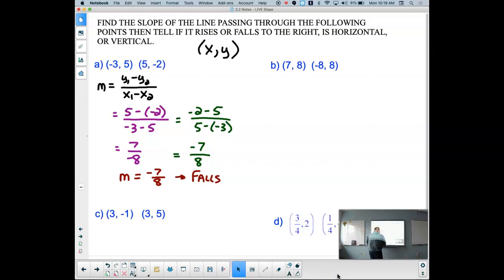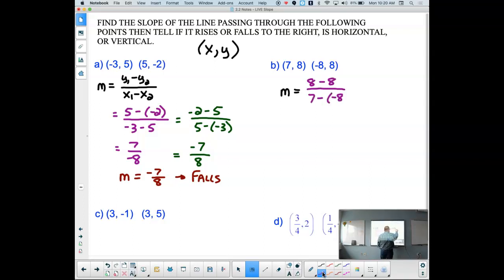Try this next one here. Again, I would subtract the two y parts. 8 minus 8 over 7 minus negative 8. 8 minus 8 is 0. 7 minus negative 8 is positive 15. 0 divided by any number is 0. So the slope here is 0, which makes this a horizontal line.